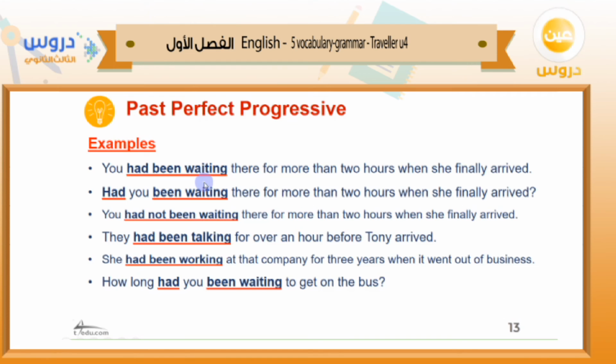You had been waiting there for more than 2 hours when she finally arrived. Had you been waiting there for more than 2 hours when she finally arrived? You had not been waiting there for more than 2 hours when she finally arrived. They had been talking for over an hour before Tony arrived, and she had been working at that company for 3 years when it went out of business. And the last sentence: How long had you been waiting to get on the bus?